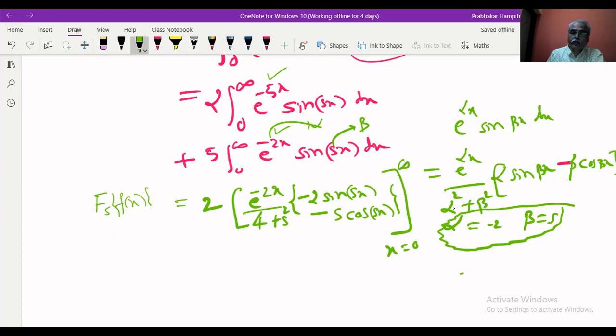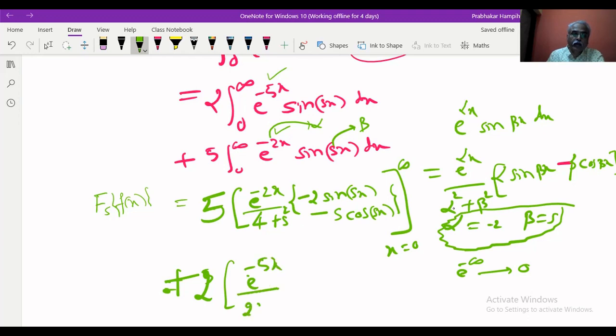As usual, e raised to minus infinity is tending to 0. Upper limit is 0, plus this term we forgot, plus 5 times, very similar. First I wrote this term 5 times. Second I am writing this term 2 times e raised to minus 5x divided by 25 plus s square. First I have written this term 5 times, apply the formula.